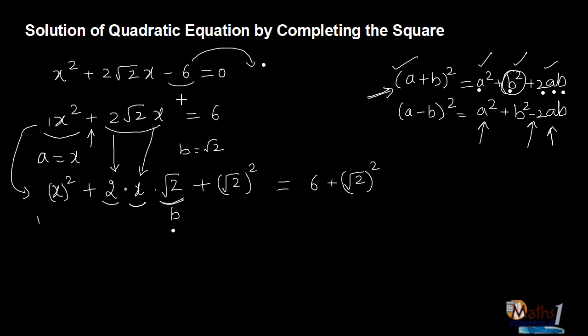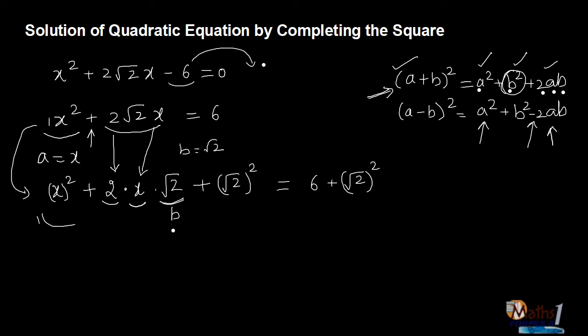That's the reason I transposed it onto the right hand side. If not, if I had added root 2 square on the left hand side, I should also have subtracted root 2 square. That's the only thing you need to keep in mind. Just to avoid that confusion, I transposed 6 to the right side so that I can add root 2 square on both sides. The value of the equation remains the same.